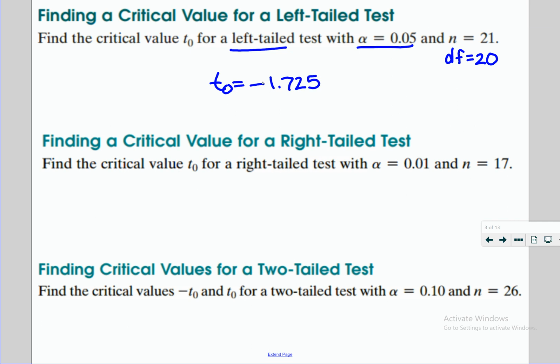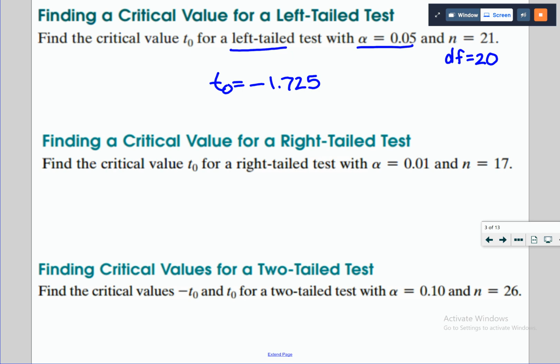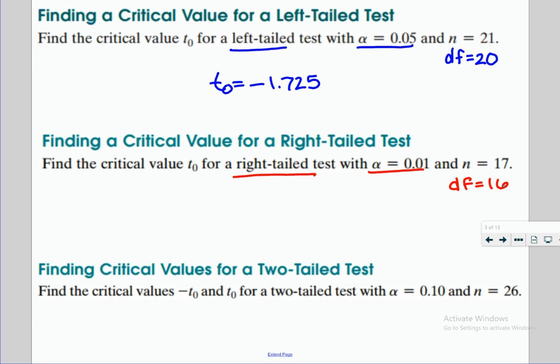And when we sketch it, it'll be on the left side of our standard normal curve, or our curve in this case. All right, next one, right tail test. Level of significance is 0.01. N is 17, so degrees of freedom is one less than that, 16. All right, so again, right tail, we're still at a one tail test. Level of significance, 0.01. We're going to go down to 16. 2.583. That's a right tail test, so it remains positive.